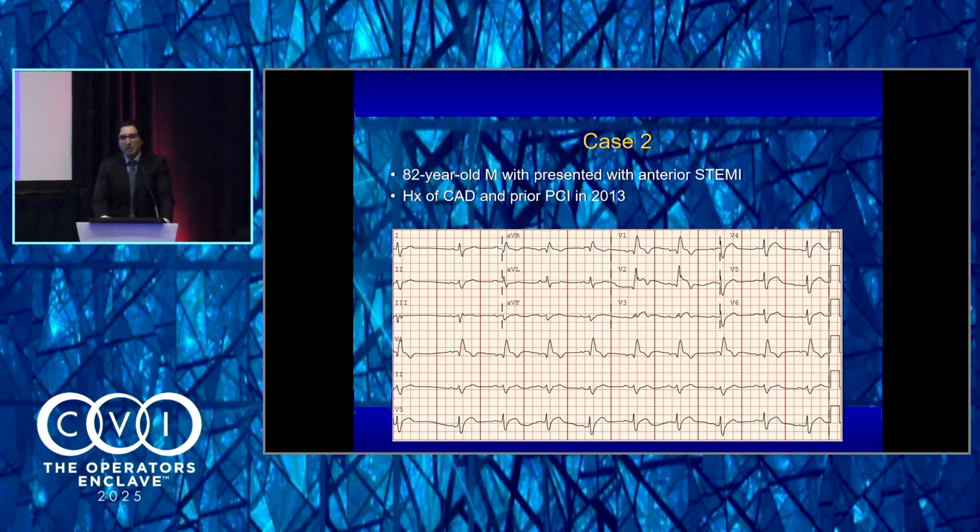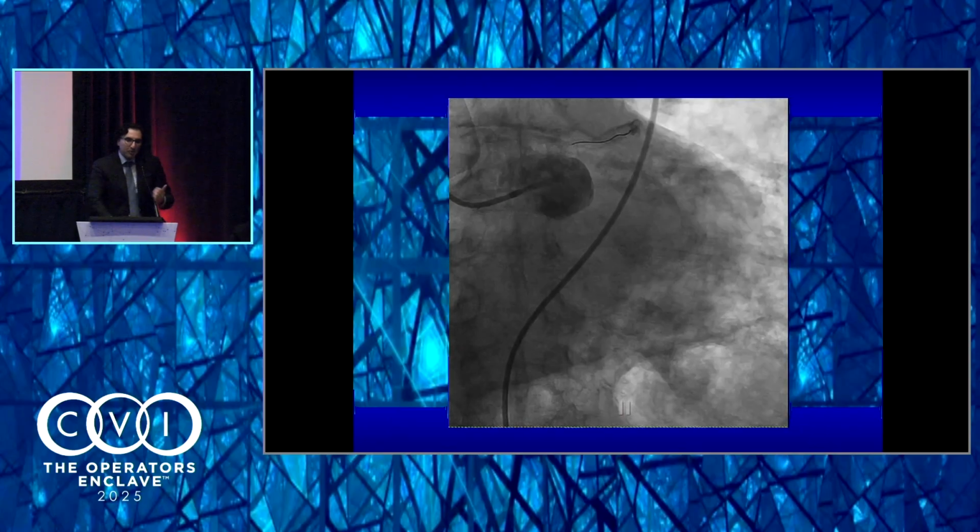So here's another case. I mean, I think we've all been in these kinds of situations. 82-year-old gentleman presenting with an anterior STEMI. The only thing we know about him is that he had a PCI in 2013. So there's his EKG. I went via the right radial artery.